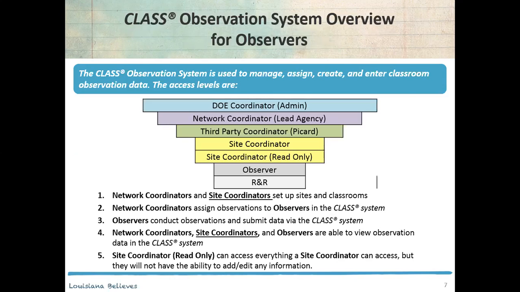Below us are the network coordinators, which are the lead agencies. They have a lot of jurisdiction as well, just it's constrained to the network that they're operating in. Their primary function with you as an observer is they're going to be the ones that set up local observations and schedule those. That is their responsibility, and only they can do it. Likewise, if you're a third-party observer, the third-party coordinator, or PCARD, are the ones that are going to set up all third-party observations. And so that's going to be their primary role in the portal as well.